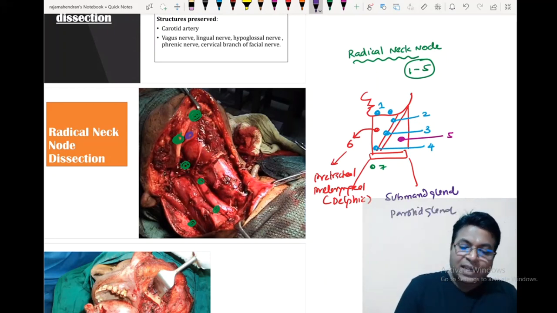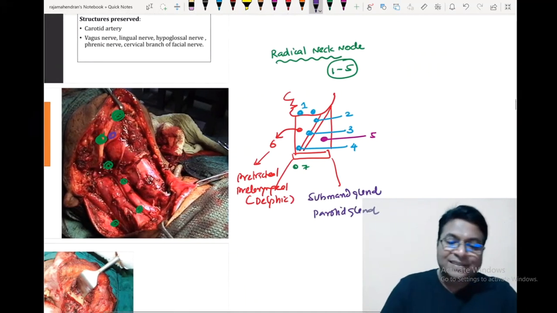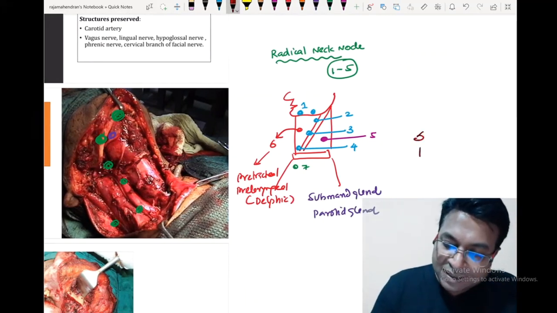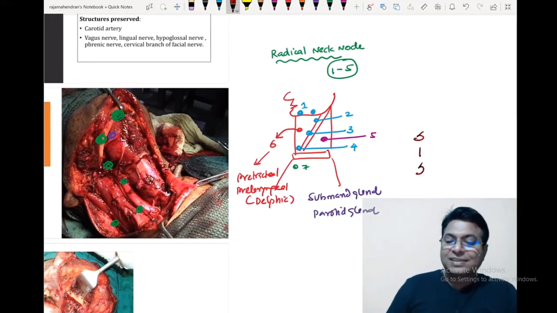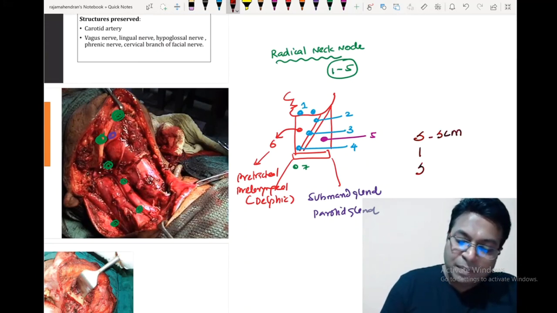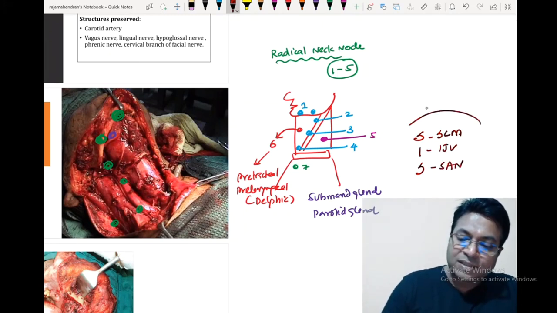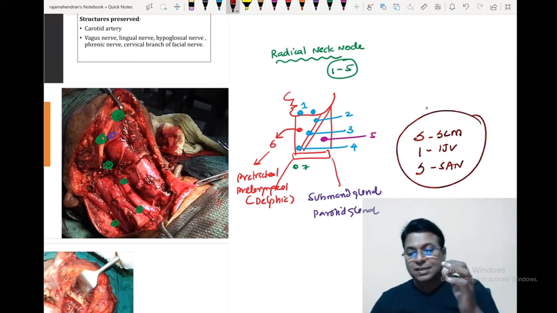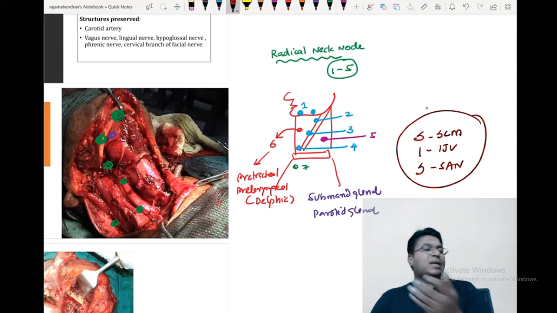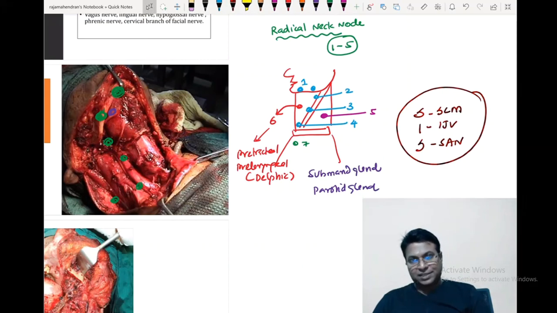And along with this, in this image you can see I have removed SIS. Please remember, SIS is an MCQ for the FMG exam. What is SIS? Sternocleidomastoid muscle removed in this image, internal jugular vein removed, spinal accessory nerve removed. These 3 important structures are removed: sternocleidomastoid muscle, internal jugular vein, spinal accessory nerve. All these structures are removed in radical neck node dissection.